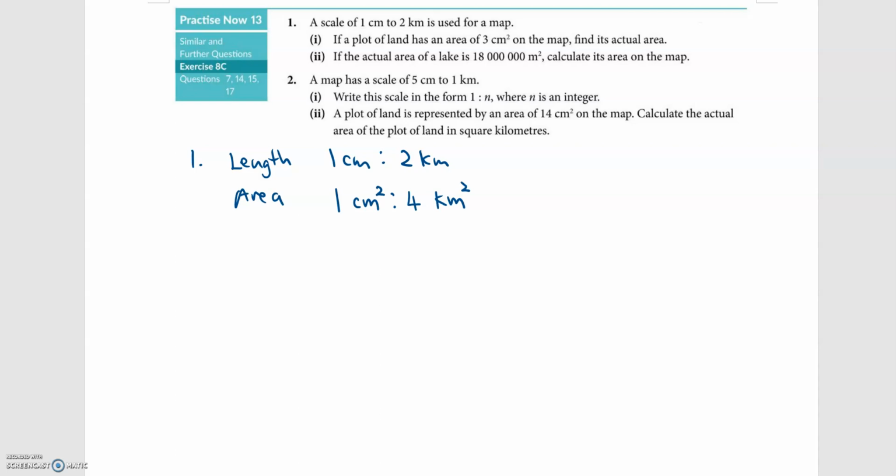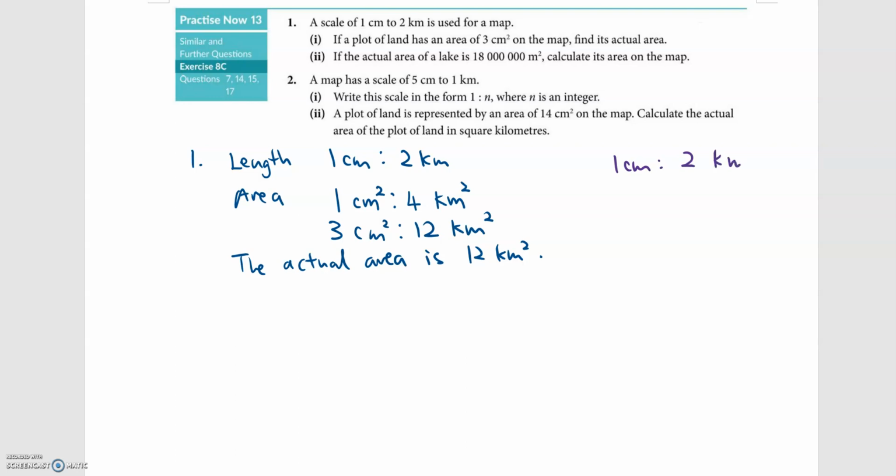So now if a plot of land has an area of 3 cm square on the map, the actual area will simply be 4 times 3, which is 12 kilometers square. So I make use of the ratio of the length. If I were to square both sides, we will get the ratio of the areas.